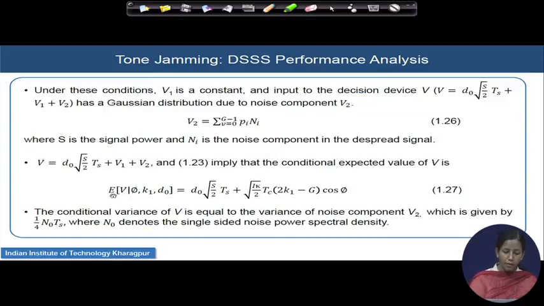Finally, the conditional expected value of V, which enters the input of the decision device, is given by 1.27. Basically, it is the addition of the mean value of the signal section and the mean value of V1. Equivalently, the variance of V is the variance of these three terms, and this is a constant part, so its variance has no effect. Finally, the variance of V will be contributed by the variance of both the noise as well as the interfering signal. We will see that next.